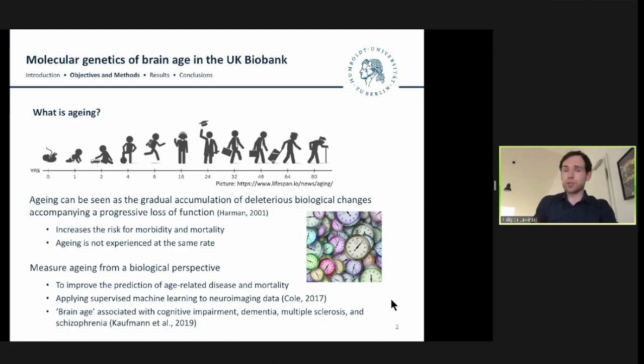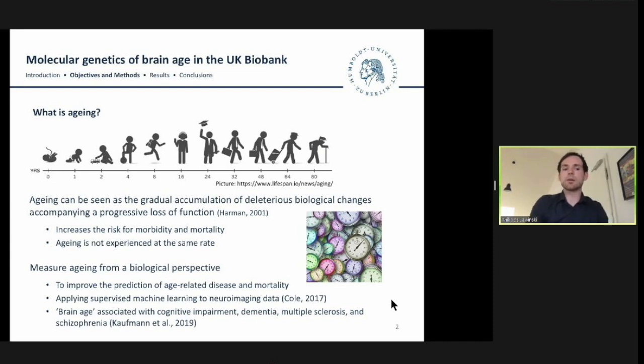What is aging? For sure, there are many definitions of aging. According to Harman, aging can be seen as the gradual accumulation of deleterious biological changes accompanying a progressive loss of function. So aging increases the risk for morbidity and mortality, and importantly, aging is not experienced at the same rate. So from a biological perspective, you can say that there are individual differences in the speed of aging.